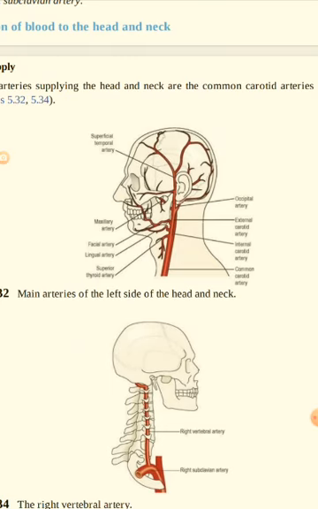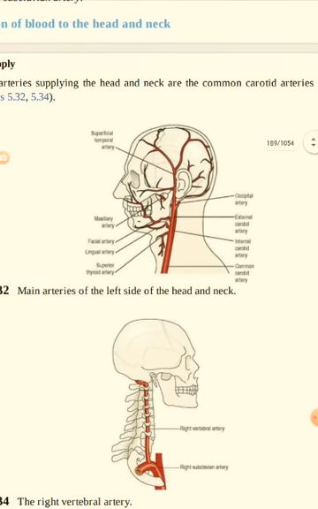Then we have facial artery. It supplies various regions of the face. Maxillary artery supplies the maxillary region. And temporal artery supplies the temporal area of the scalp. So these are the different branches of the external carotid artery: the superior thyroid artery, lingual artery, facial artery, maxillary artery, and superficial temporal artery. So through these various branches, external carotid arteries supply various regions of the head and neck.